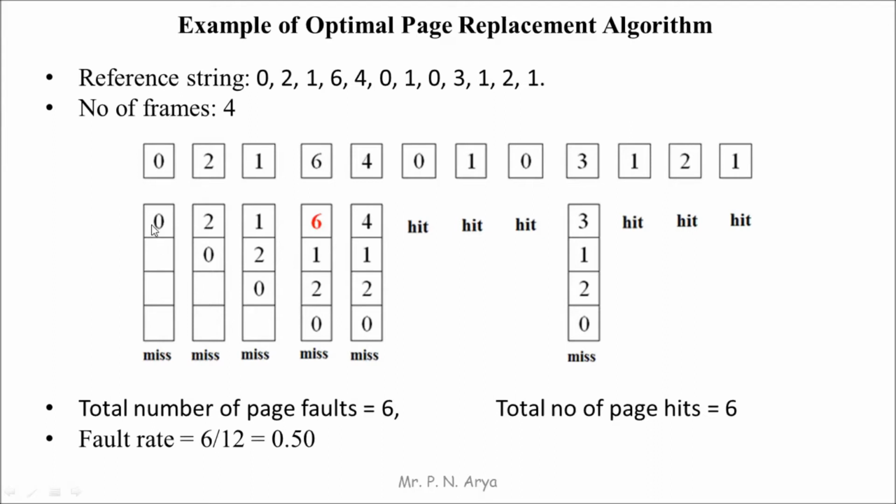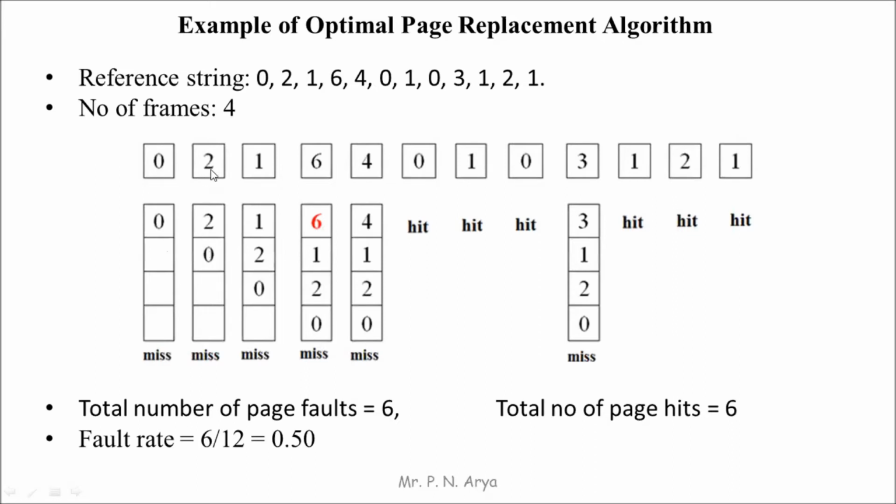Initially all frames are blank. The first page demanded by the CPU is 0. Page 0 is not available in the main memory, so page 0 will be swapped in from disk to the main memory. Here 0 is put, so this is a page fault. Next is 2. Page 2 is not available in the main memory, so this is also a page fault.